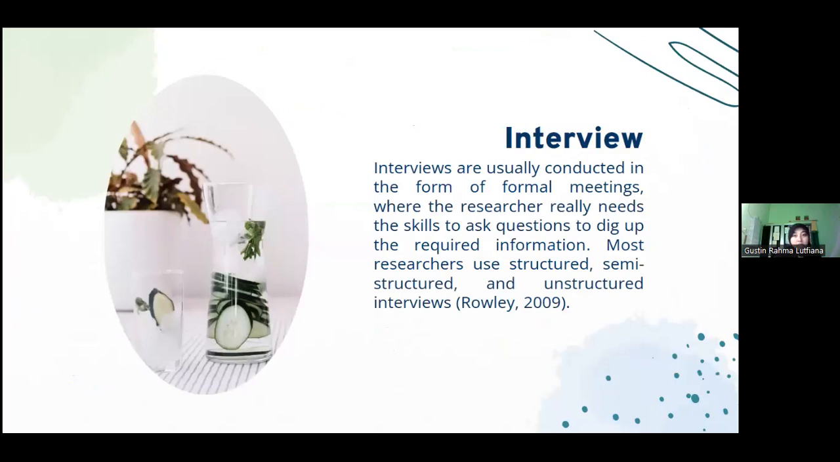The third data collection technique is interviews. Interviews are usually conducted in the form of formal meetings where the researcher really needs the skills to ask questions to dig up the required information. Most researchers use structured, semi-structured, and unstructured interview by Rowley in 2009.